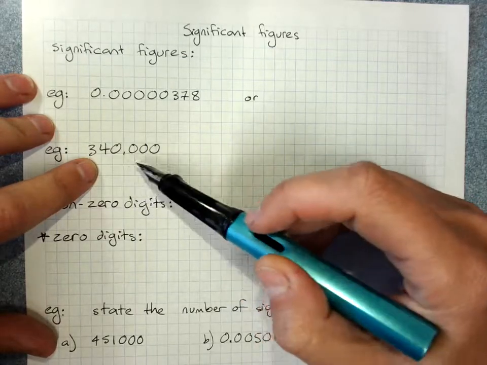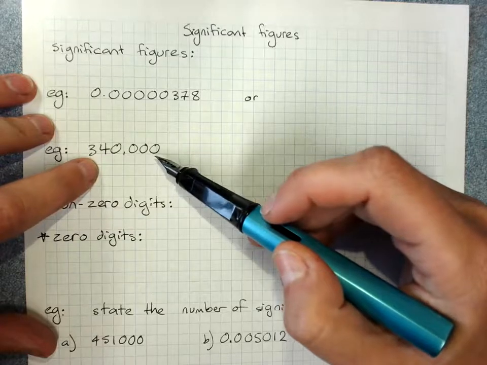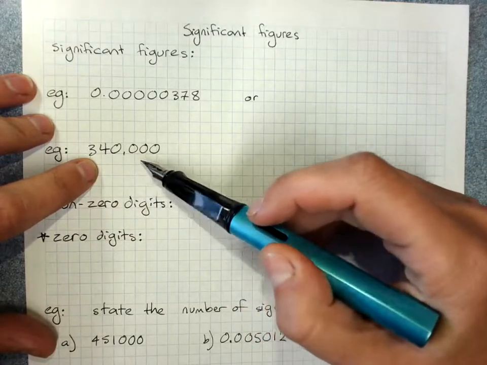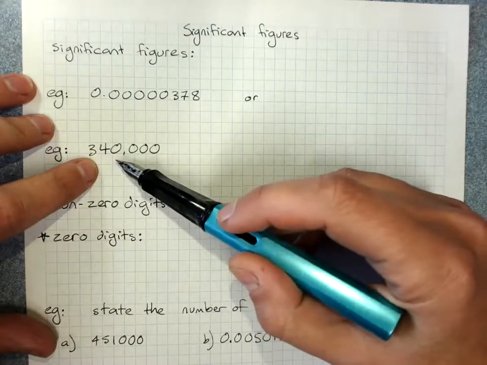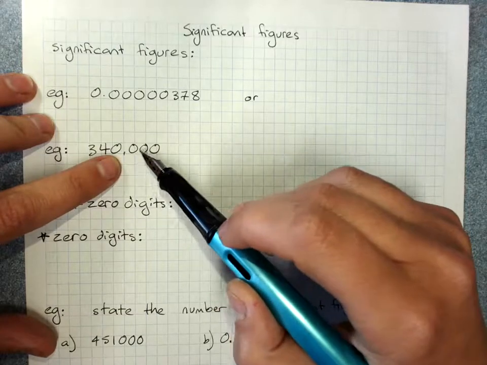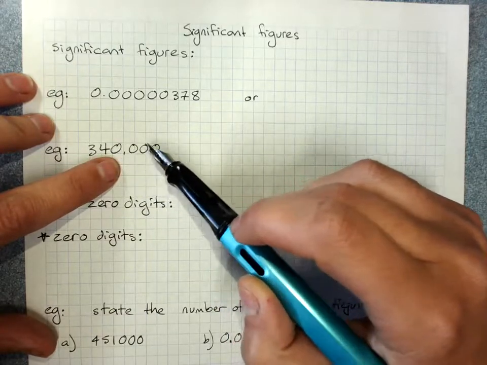I probably mean I've actually written an approximation, and it's probably 341,279 or 339,468 or something like that. These zeros, we can't actually be sure that they've been accurately measured.